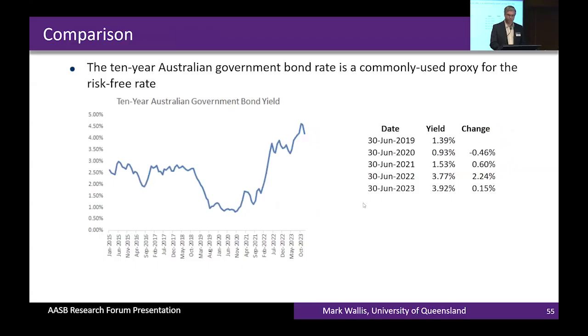So one sort of benchmark we can think about is the risk-free rate. And in Australia, we typically think of the 10-year government bond rate.